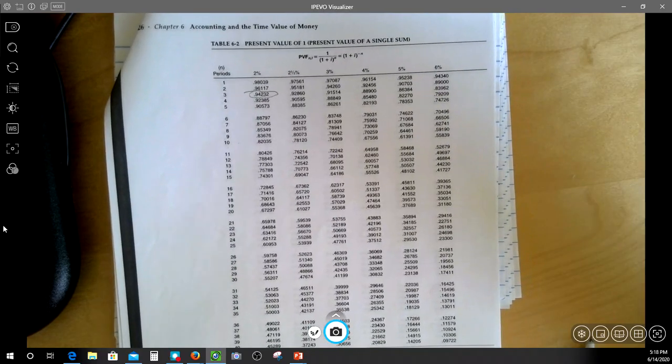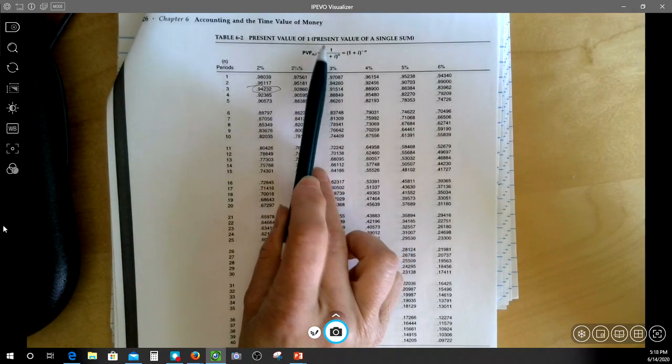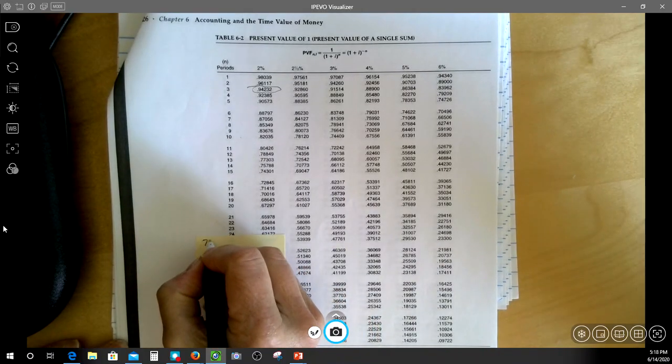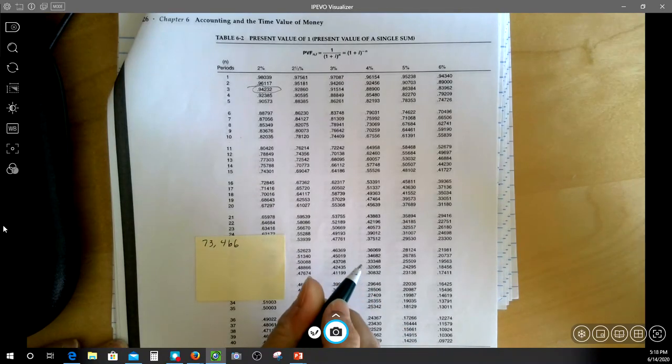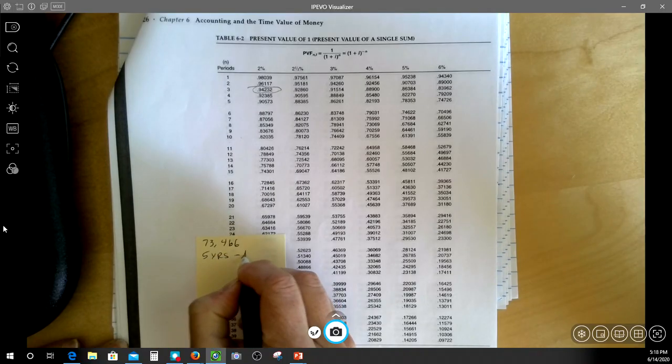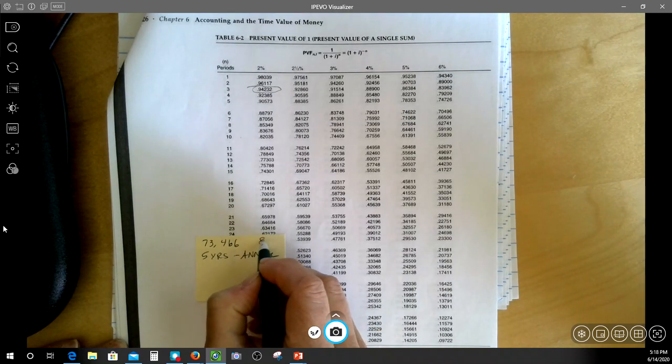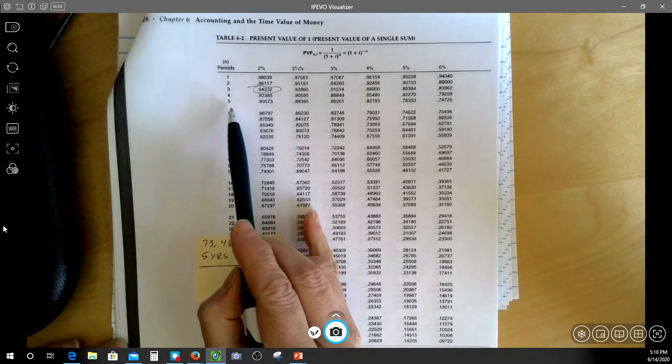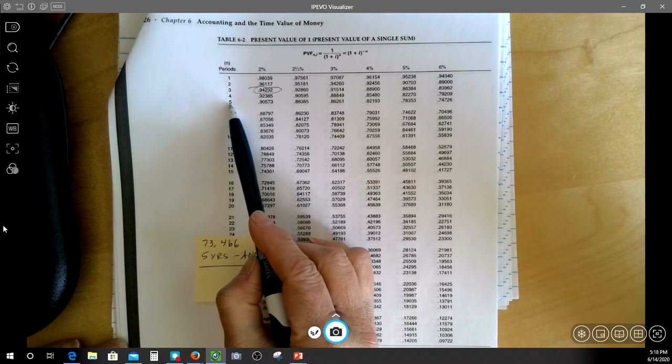Okay, so now I'm using the second table here. I'm using the present value of 1. So let's write down the factors that we're using. We have 73,466. That's our future value. That's what we're going to have in the future. 5 years, annual compounding, so once per year, at 8%. So we have 5 compounding periods at 8%.